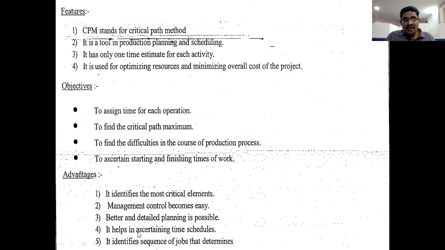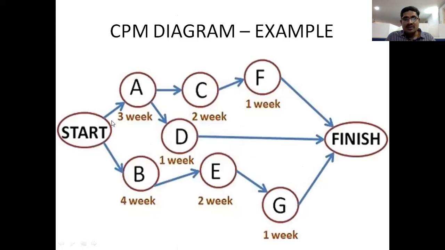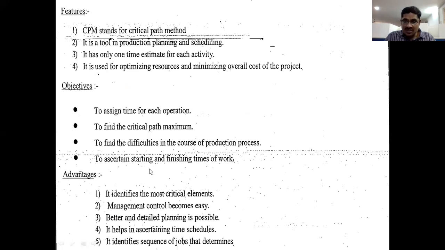Next, it will help in fixing time schedules. So the time schedule here is 3 weeks for activity A, 2 weeks for activity C, 1 week for finishing activity F, and 4 weeks for finishing activity B. This is the time scheduling plan, pre-planning for each and every activity with its time schedule. So within the time, the task will be performed.